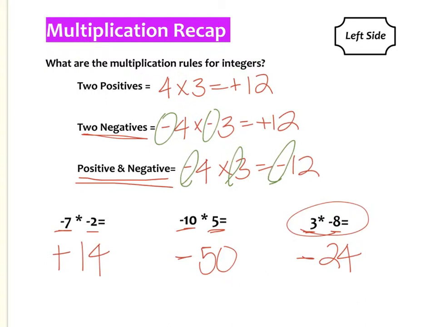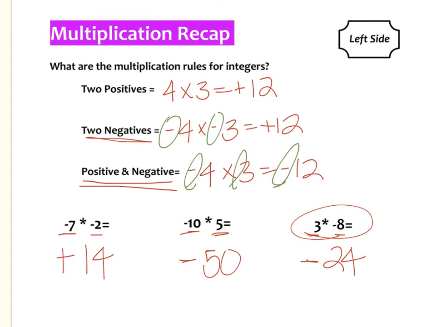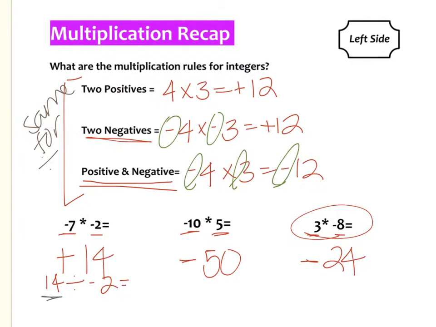Now, one really important thing to note is that these rules are the same for division as well. So these rules are the same for division. So let's use this example, 14 divided by negative 2. Well, here we have a positive number and a negative number, so it follows this particular rule. So my answer is going to be negative 7 as well.